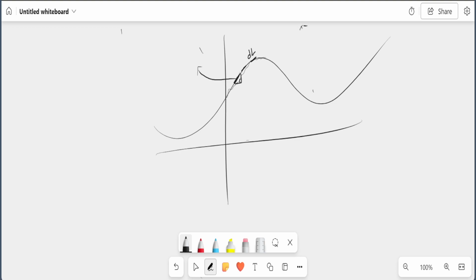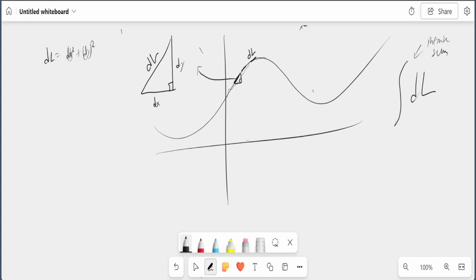I'll blow this up, right? So we have a DL, a DX, and a DY. So our DL squared is equal to DX squared plus DY squared, right? And what we essentially want is an infinite sum of DLs. But we don't really have a good way of making the bounds in terms of L. It's hard to conceptualize. It isn't a good idea. So instead we convert it into either X or Y.